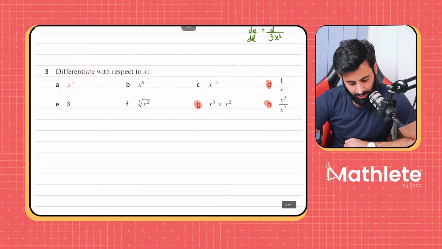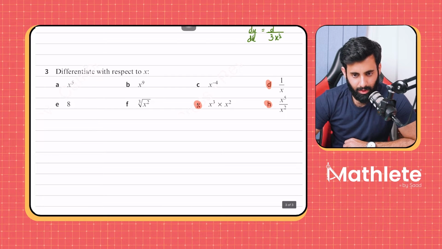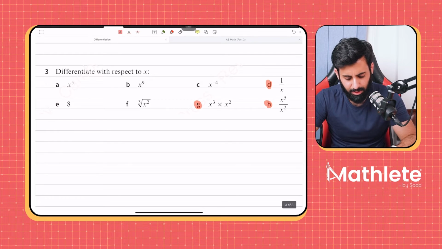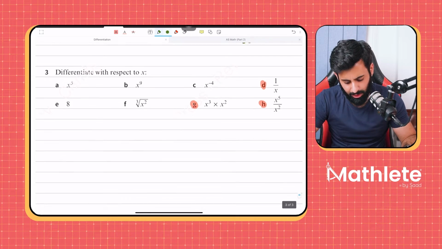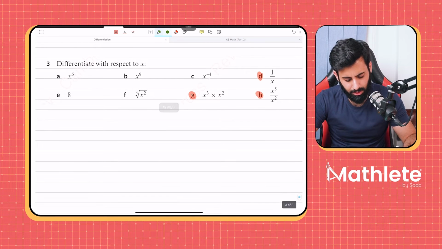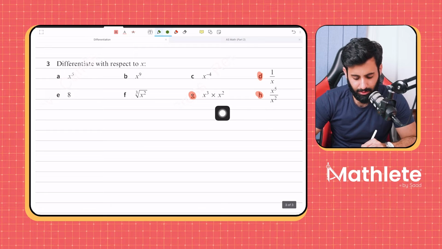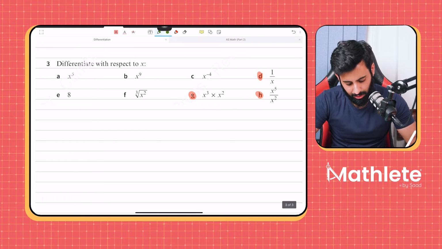H is 3x squared. Yeah, that's correct. And G is 5x power 4. Yeah, that's correct. Okay, so basically in these questions there is one important key takeaway, and that is you don't start differentiating a question that looks like this or that looks like this. First, you need to simplify them, and then you need to differentiate them.